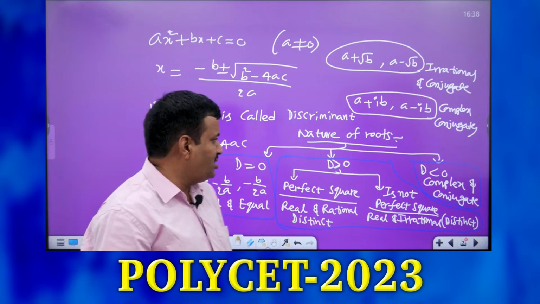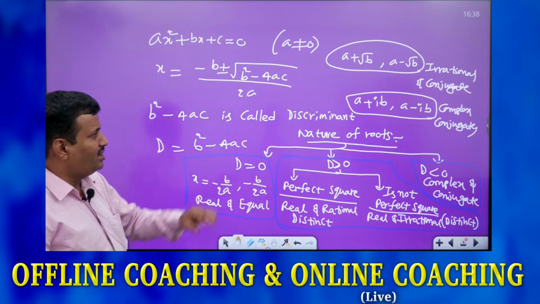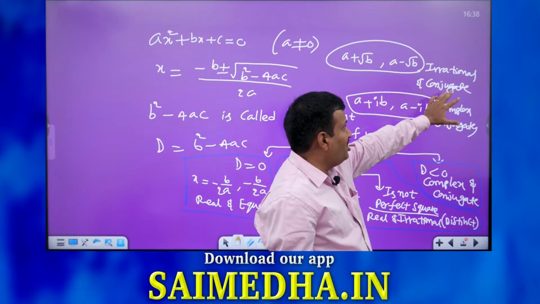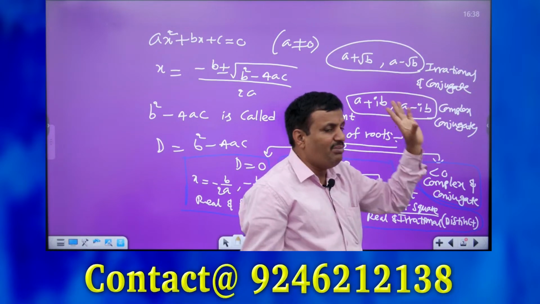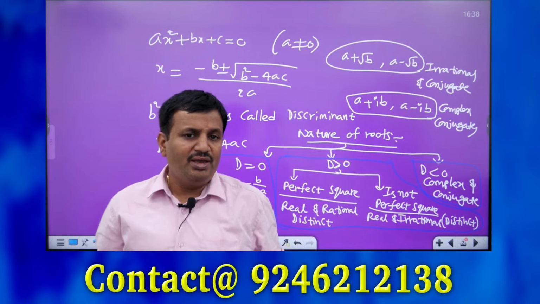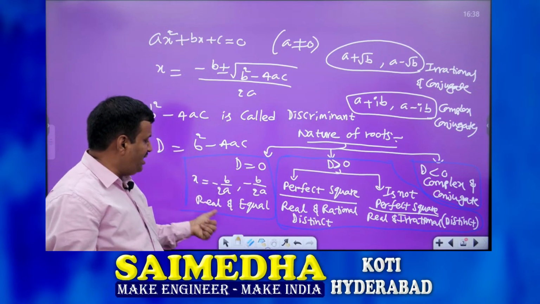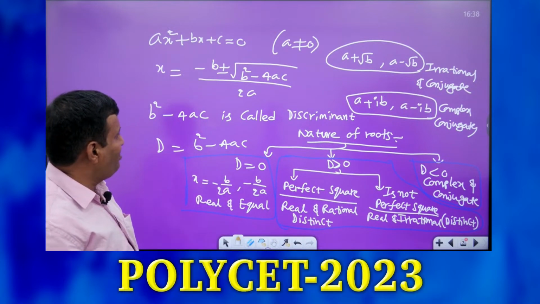Yes, guys, concentrate here. These all three cases are very, very important. We are using the word conjugate here two times. One is the irrational conjugate, a plus root b, a minus root b, and the complex conjugate, a plus ib and a minus ib. If the roots are real and if the discriminant D equals 0, what is the nature of the roots? Real and equal. Remember these three cases, very, very important.